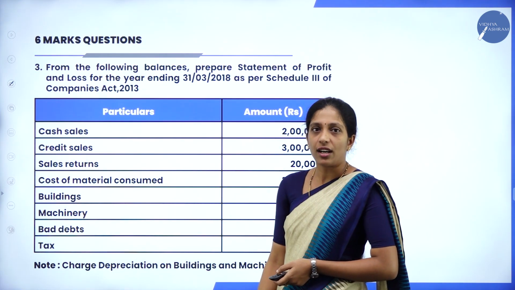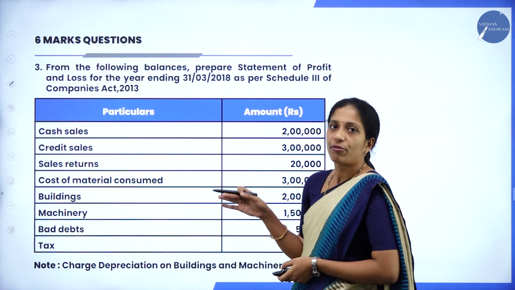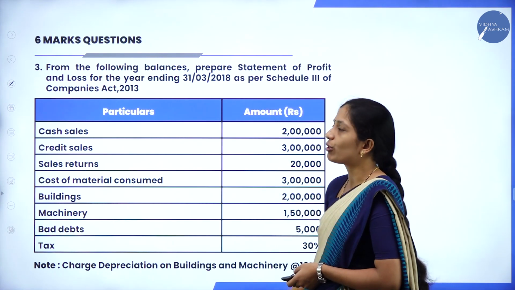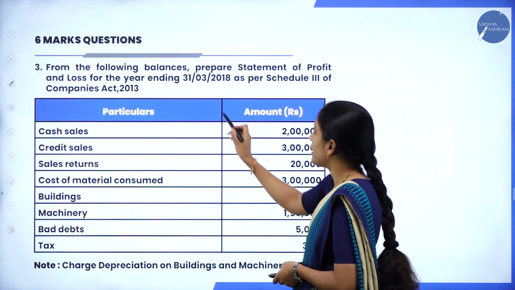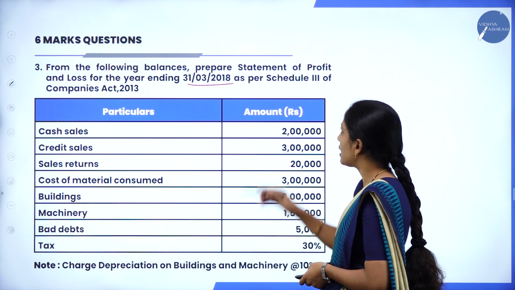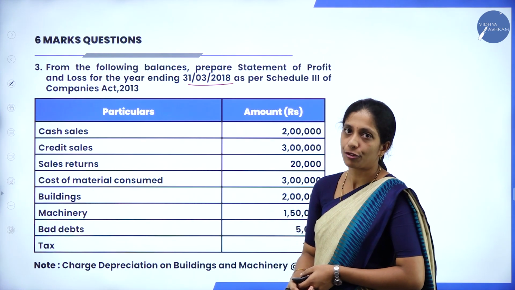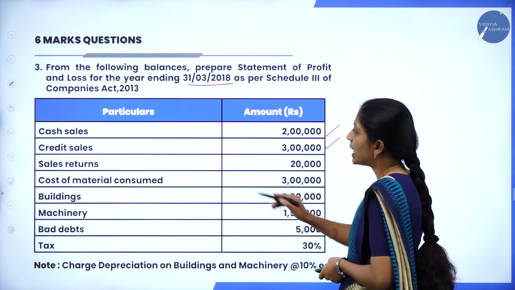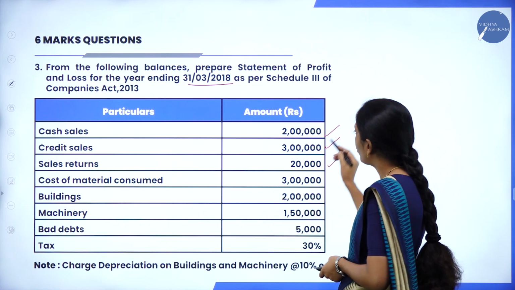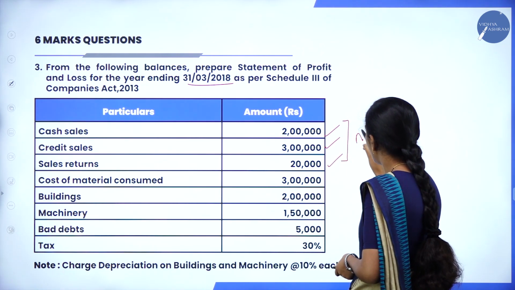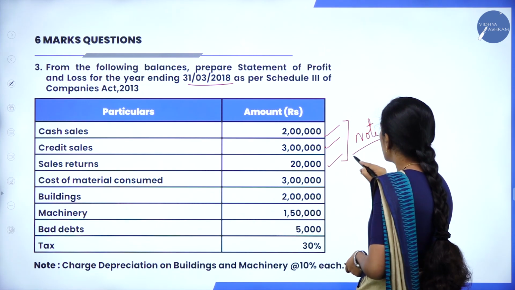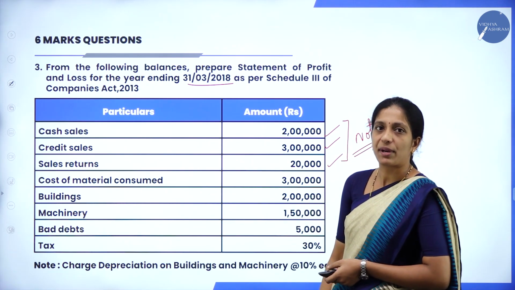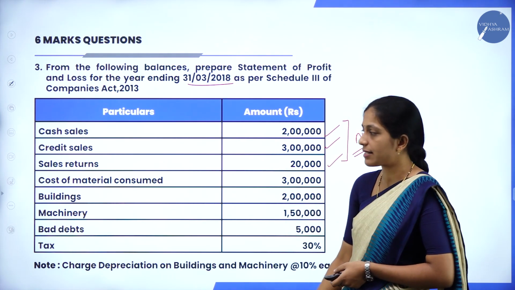Now, moving on to the third problem. So, similar type of problem. So, you will find it easy. Okay, so from the following balances, prepare statement of profit and loss for the year ending 31st-3-2018 as per Schedule 3 of Companies Act 2013. So, they have given cash sales, credit sales, sales returns. So for these three we have to prepare a note, because total sales we will record under statement of profit and loss, but they have given us separately cash sales, credit sales and sales return.